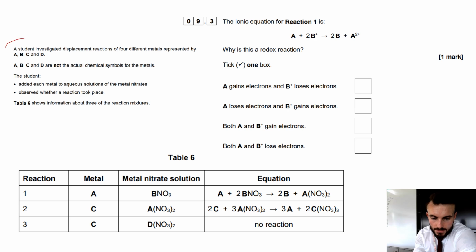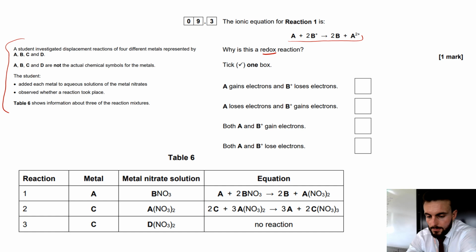So a student investigated displacement reactions A, B, C and D. The table shows you what reactions are taking place. There's the method, it's not really relevant for this first bit. The ionic equation for reaction 1 is A plus 2B+ makes 2B plus A2+. Why is this a redox reaction?